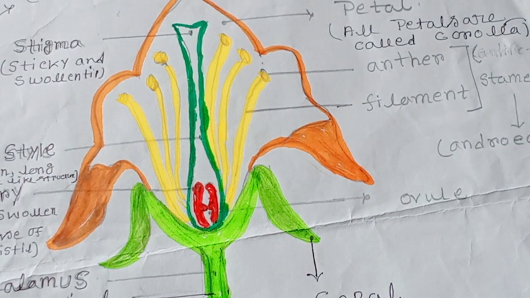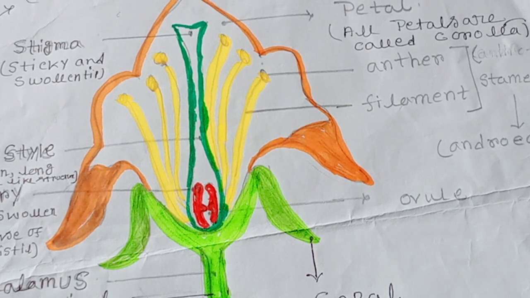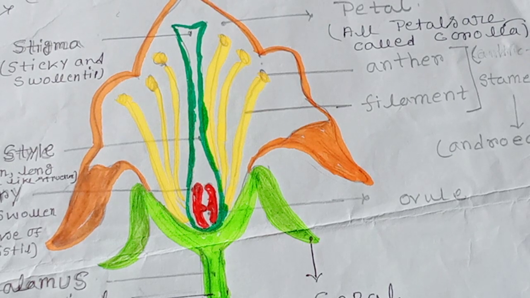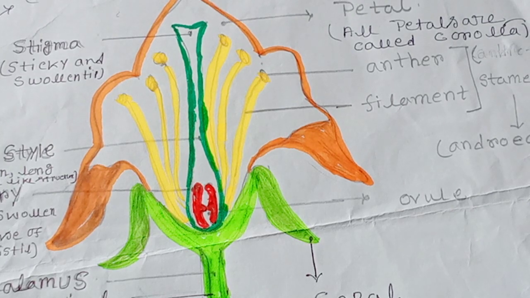Actually, in cross pollination the plant will be different and the flower will be another. That process is called cross pollination, and cross pollination occurs in most flowering plants.